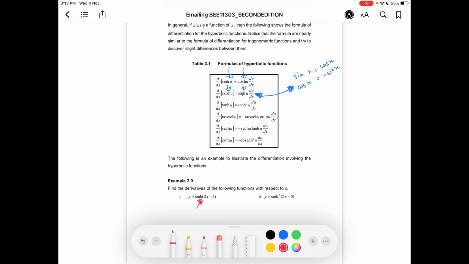It is exactly like the way you differentiate trigonometric functions. You also need to apply the techniques: product rule, quotient rule, chain rule, whenever they apply.